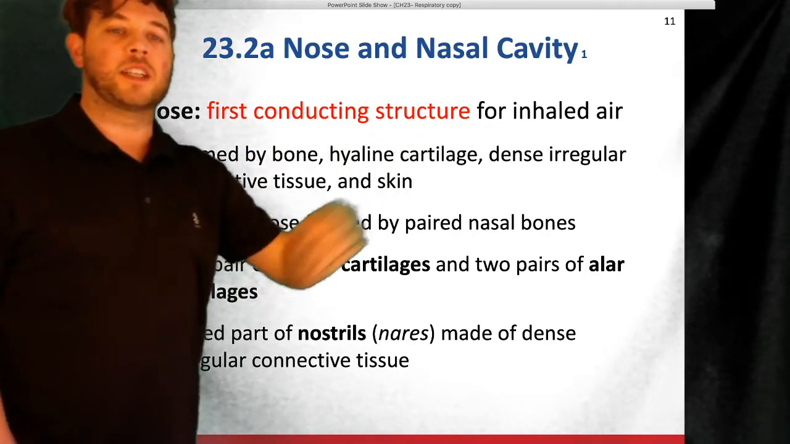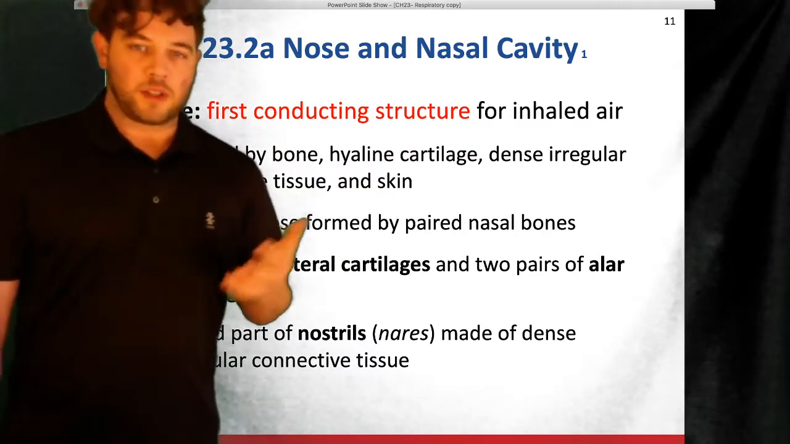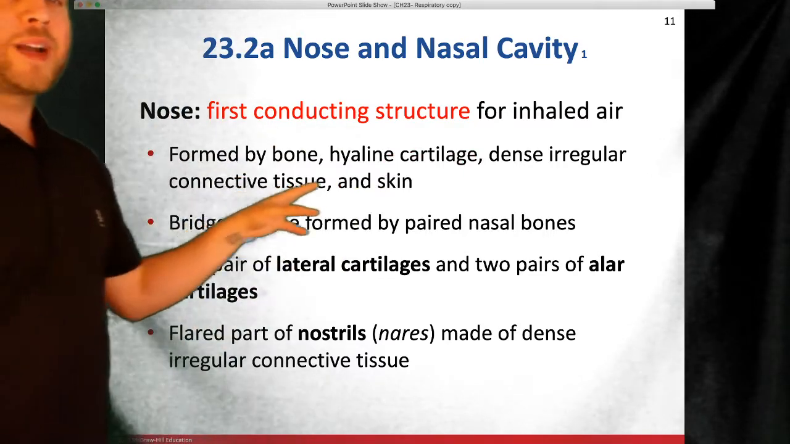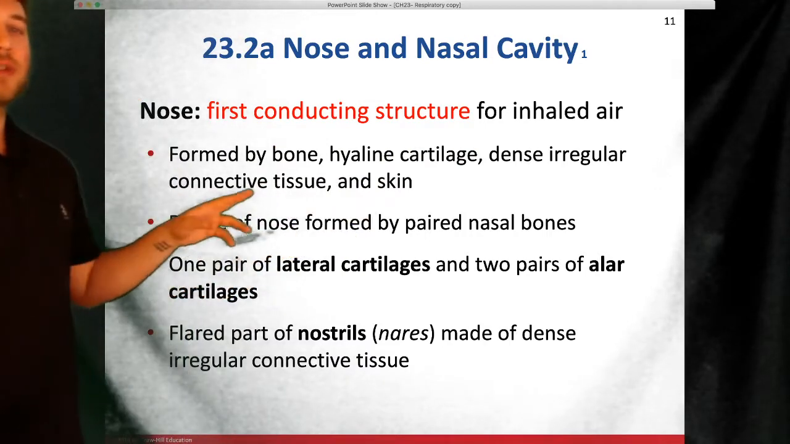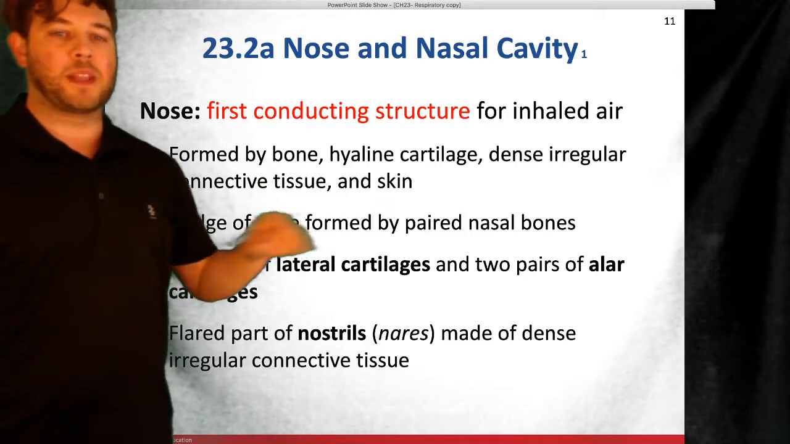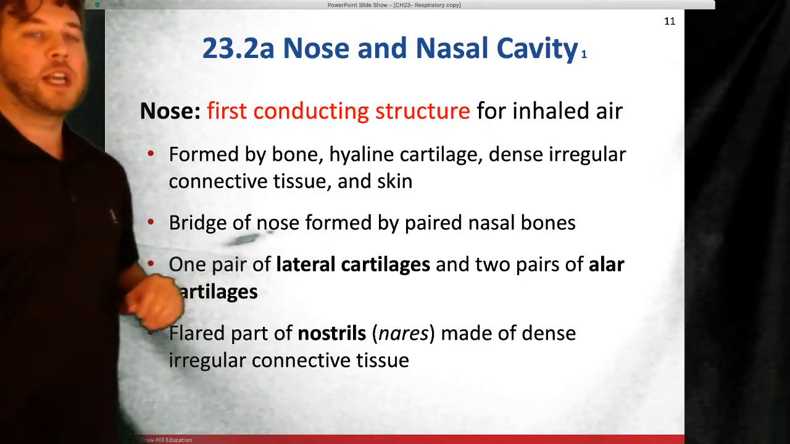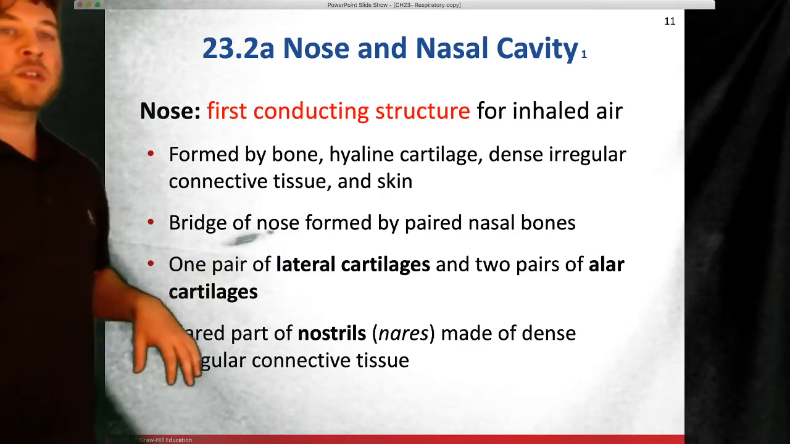The nose is the first conducting structure for inhaled air when it comes in, unless you're breathing through your mouth. Formed by bone, hyaline cartilage, dense irregular connective tissue, and skin, so you got a little bit of everything in there. The bridge of the nose is formed by the paired nasal bones, a pair of lateral cartilages, and the alar cartilages, as well as the nostrils.